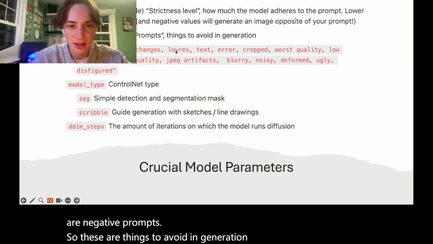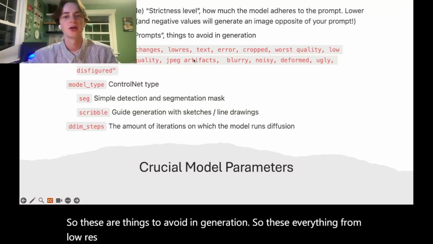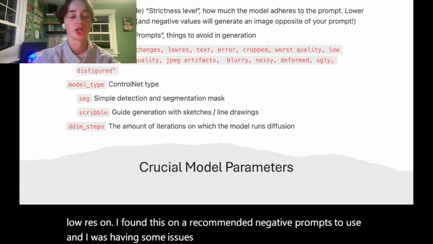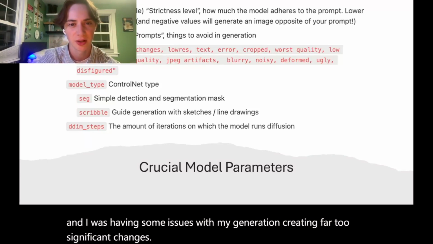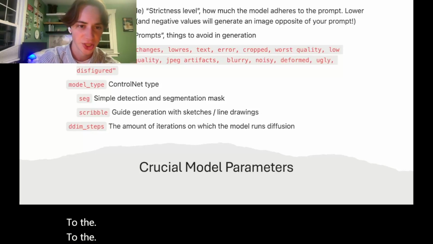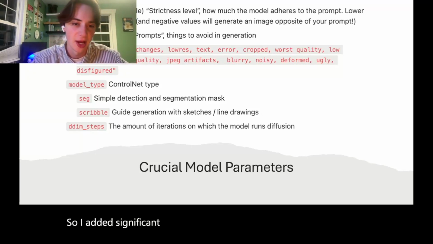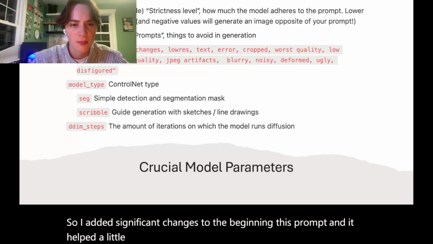So everything from low res on, I found on a recommended negative prompts to use. And I was having some issues with my generation, creating far too significant changes to the image. So I added significant changes to the beginning of this prompt, and it helped a little bit. And there's the model type.